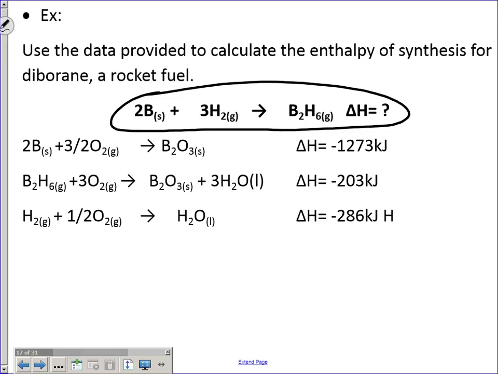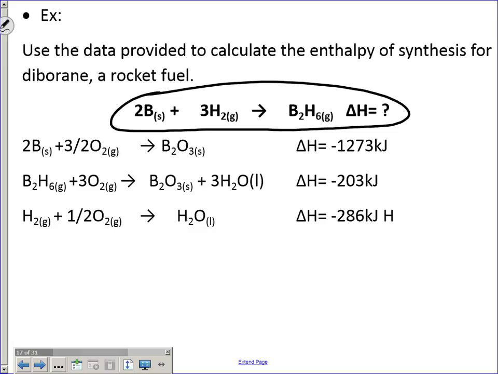So this is my target equation. So you're going to put that at the very bottom of your screen, or very bottom of your paper. And so if boron is on the reactant side, I'm going to keep this one as is because boron's already on the reactant side. But B2H6 is on the product side, but currently it's on the reactant side, right? So I have to flip this one. So I need this product side.